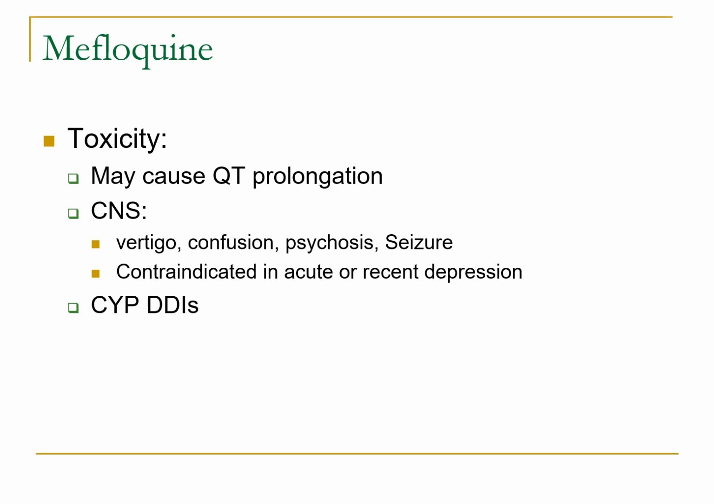Finally, for mefloquine, the problem is that it may also cause QT prolongation, so one has to be careful in patients taking drugs that may also cause QT prolongation. Central nervous system disturbance such as vertigo, confusion, psychosis, seizure, and this is contraindicated in patients who have acute or recent depression. And you may already know that mefloquine may be used for chemoprophylaxis, and we have to be careful and screen whether the patient has depression. In this case, we cannot give mefloquine. Also, there's a problem with CYP drug-drug interactions.